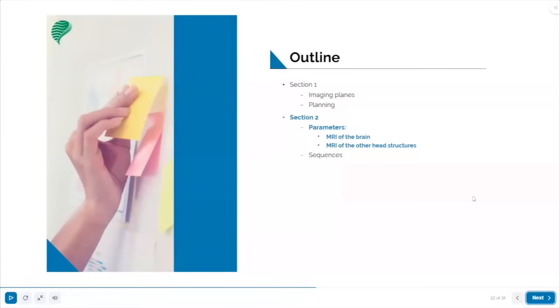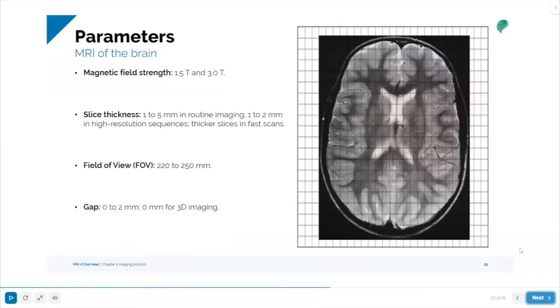All right, so that's going to bring us to section 2. And now we're going to talk a little bit more about parameters that are used in MRI imaging, okay?